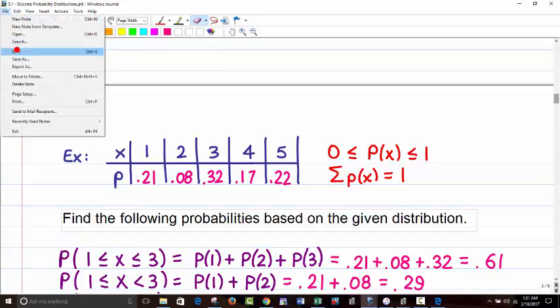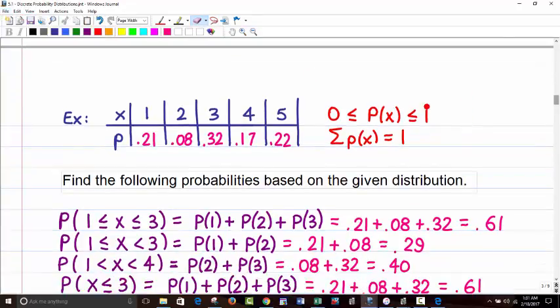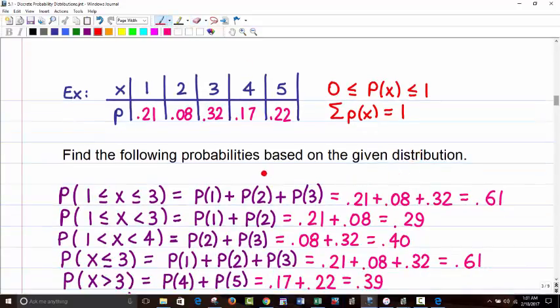All right, so let's test our ability to read inequality symbols properly. This first one says find the probability that x, chosen at random, is between 1 and 3, but you see you have equals at both of these. So equal at 1, equal at 3 is the same thing as saying the probability of 1 plus 2 plus 3. So you add up those three probabilities that go with 1, 2, and 3, and that would be your answer. Add them up, you get 0.61.